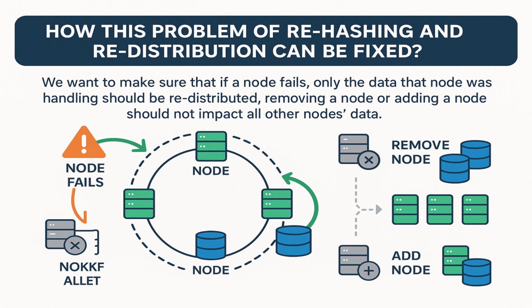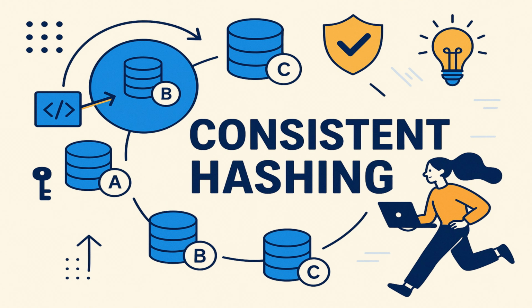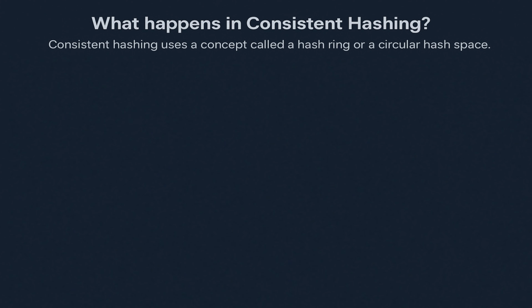So how can this problem of rehashing and redistribution be fixed? We want to make sure that if a node fails, only the data that node was handling should be redistributed. Removing a node or adding a node should not impact all other nodes' data. Now this is where consistent hashing comes in. It's a smarter way to distribute keys or requests across servers, especially for systems where the number of servers changes frequently. So what exactly happens in consistent hashing?